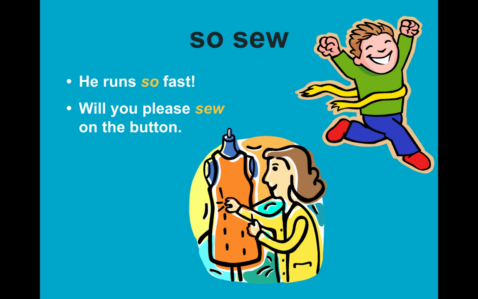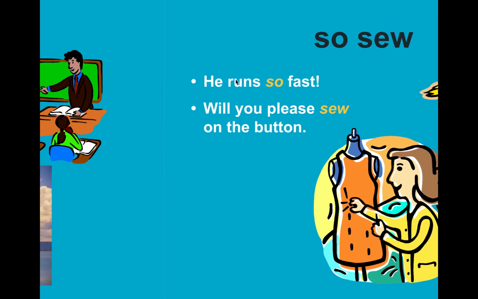So and sew. He runs so fast. Will you please sew on the button? This last example, sew, refers to the action. When you get a thread and needle and you are sewing something, the action, it's a verb. And then so is not a verb.